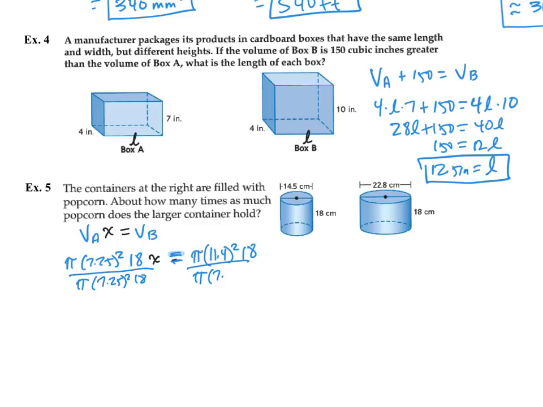Pi times 7.25 squared times 18. So we can see a lot is going to cancel here. The pi's will cancel, the 18s will cancel. So grab a calculator, and when we take 11.4 squared and divide it by 7.25 squared, it turns out to be about 2.5. So that means that this container will contain about 2.5 times the amount of popcorn that the smaller container will hold.